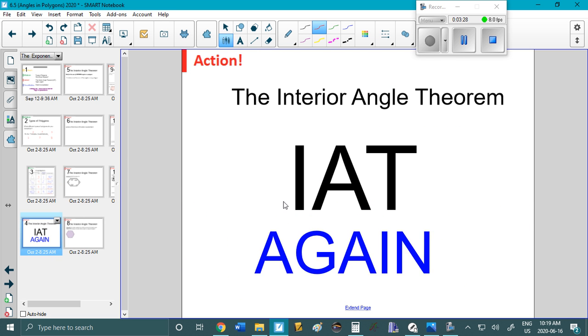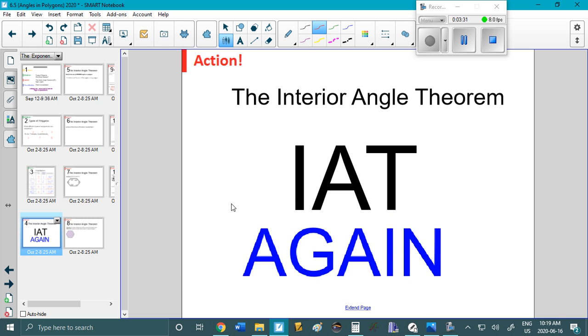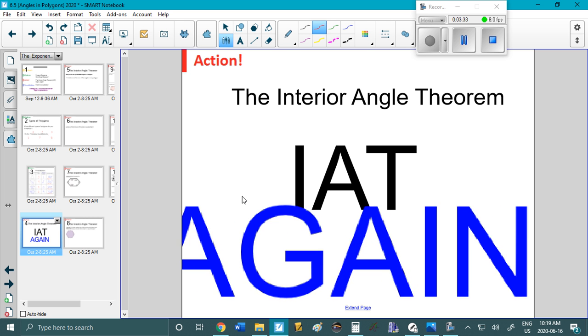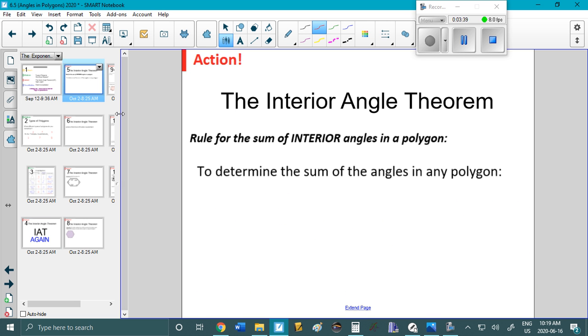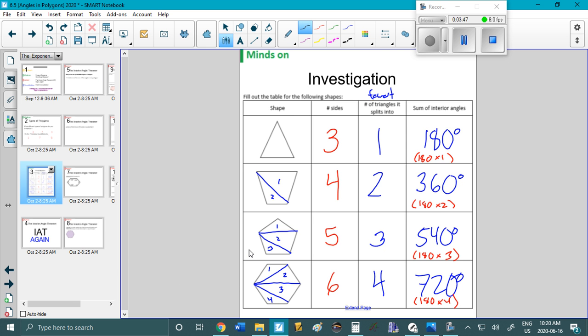In fact, today we will do the whole interior angle theorem, and it will just really be one thing. But you'll probably remember triangles and quadrilaterals anyway, because you've done them already. All right. Determine the sum of the angles in any polygon. Now, I would like you to try to come up with a solution to this.